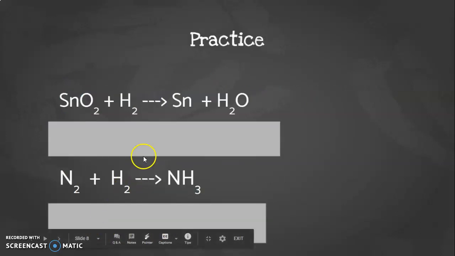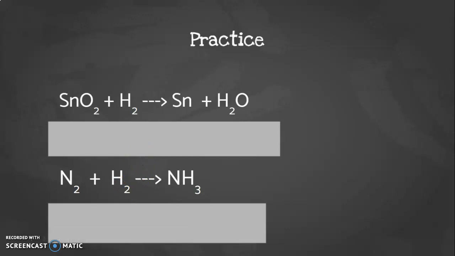So I'm going to walk through one of these with you, and then I want you to do the other as practice, and then you can go into this presentation, or I will reveal it at the end to show you. So I have 1 Sn atom on this side. Let's count them up. I have 1 Sn atom on this side. So 1, 1. That checks out. That's the same.